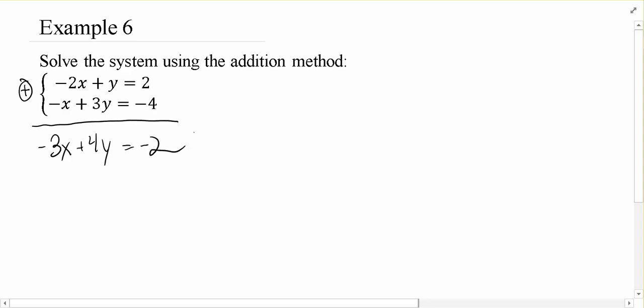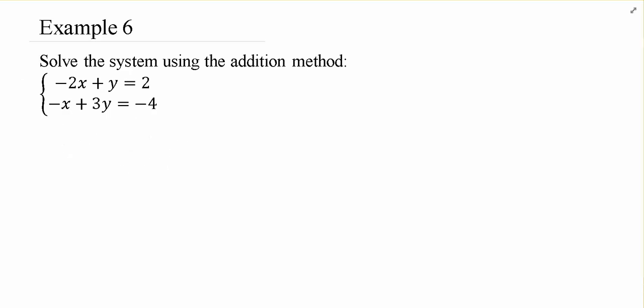That's not helpful. Our goal in using the addition method is to get rid of one of the variables. It's to start with two equations, two unknowns, and end with one equation, one unknown that we can solve. So that's not helpful. So I'm going to erase this and go back to the drawing board.